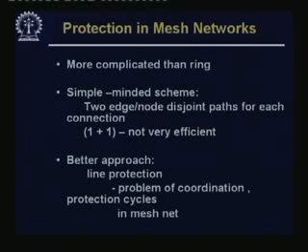Now, protection in a mesh network is of course more complicated than a ring. A simple minded scheme would be two edge or node disjoint paths for each connection, 1 plus 1. As is mentioned here, this is not very efficient. There may be many paths, and provisioning double the number of paths which are pairwise mutually node or edge disjoint may be very difficult. That may be a lot of extra provisioning in the network.